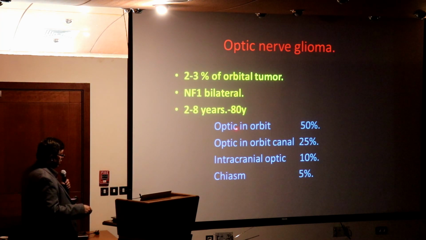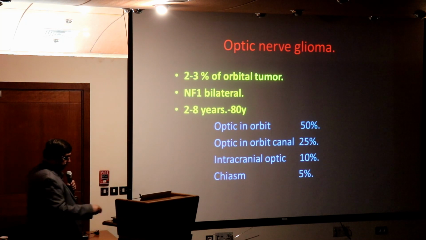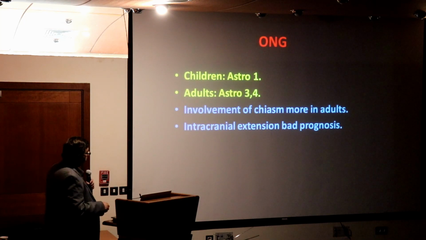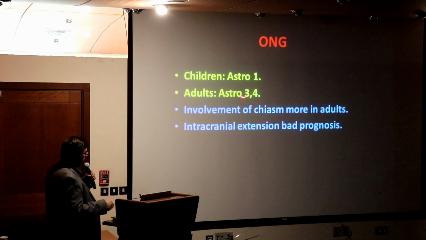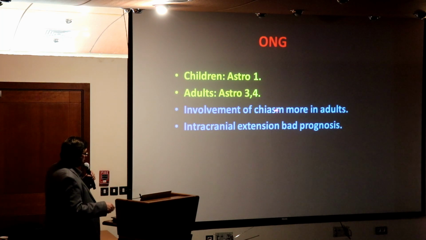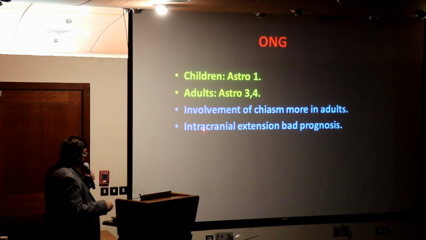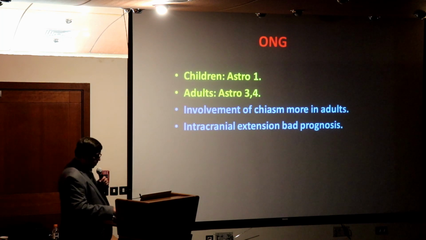Where do they occupy the optic nerve? Either in the orbit, or in the canal, or intracranial, or in the chiasm. In children, it is benign. Astrocytoma type 1 in adults is high degree. So optic nerve glioma in adults is very bad, especially if there is involvement of the chiasm or if there is intracranial extension.